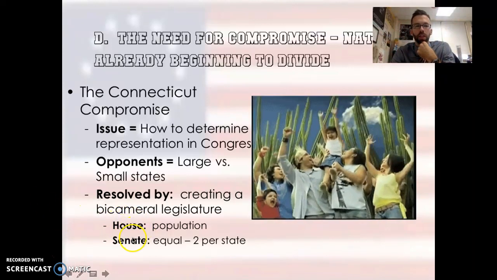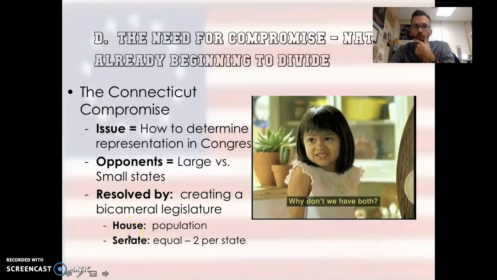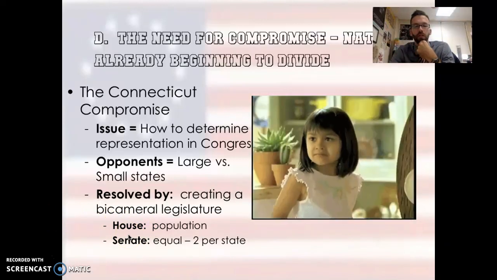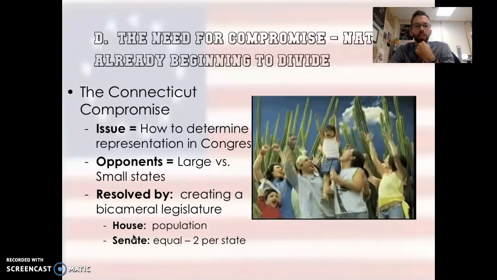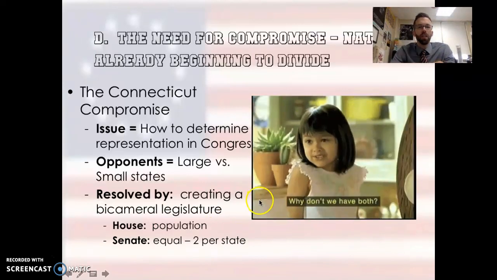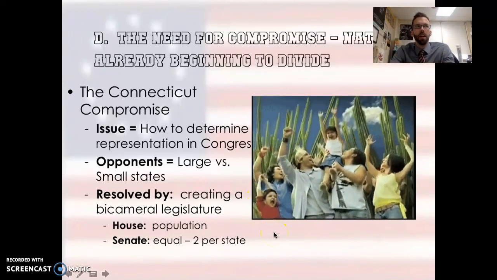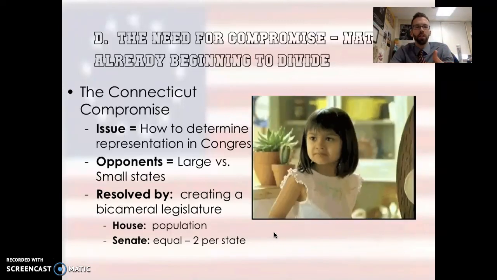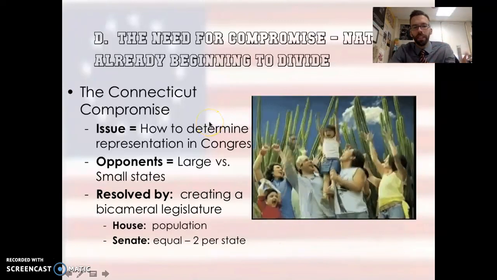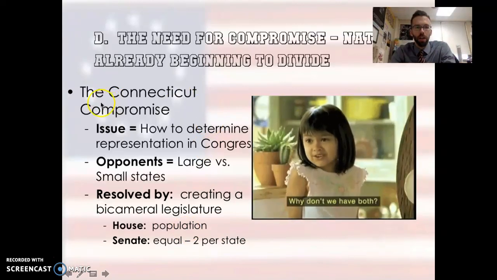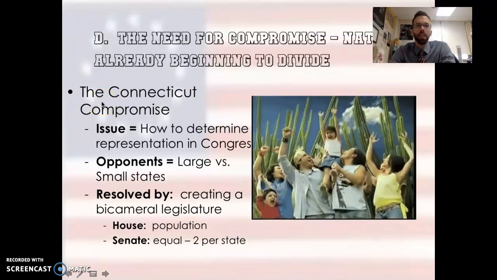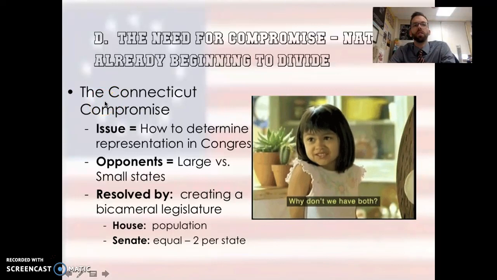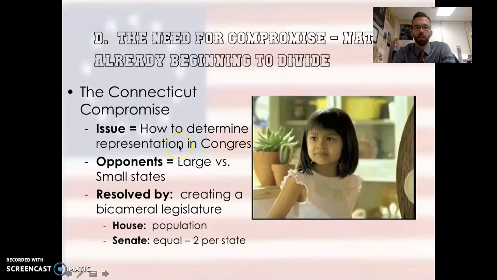This is the Virginia plan. The Senate, everyone has equal. Wisconsin has 2 senators. California has 2 senators. Everyone's equal. So this will get in deeper when we look at Congress and who has the power and the Electoral College. But basically, the whole key to this Constitution is compromise. The biggest compromise is how to determine representation in Congress.